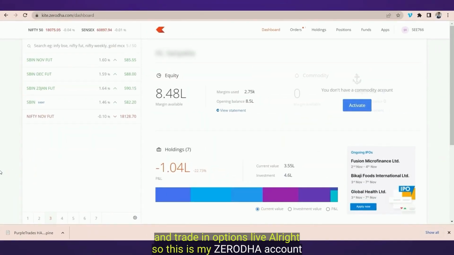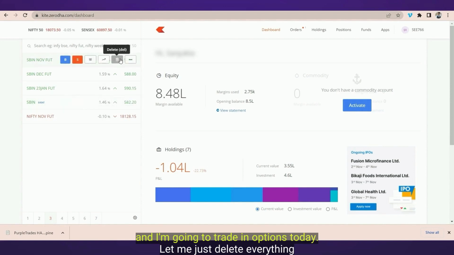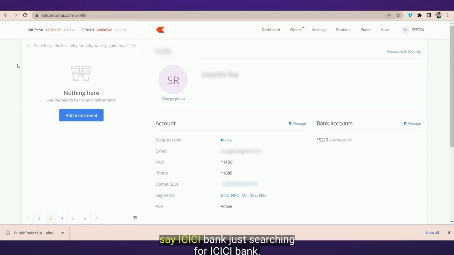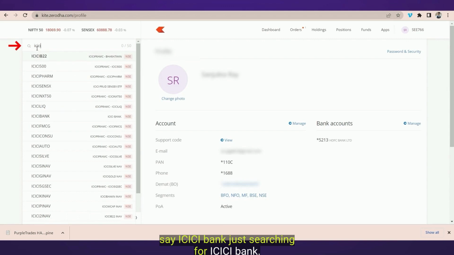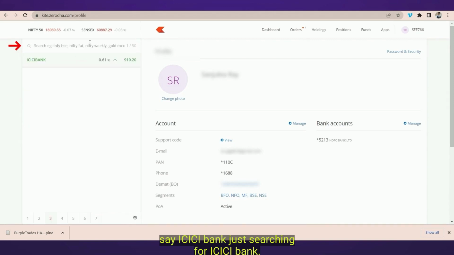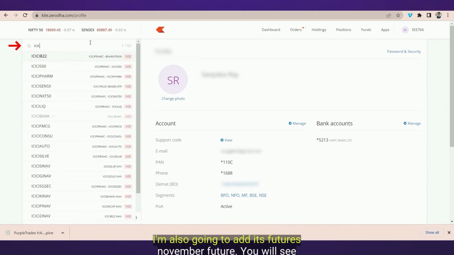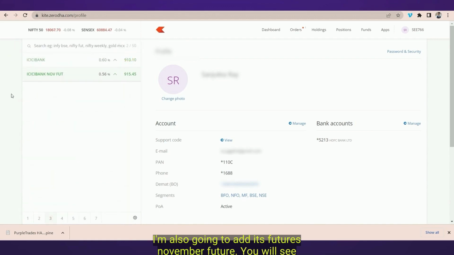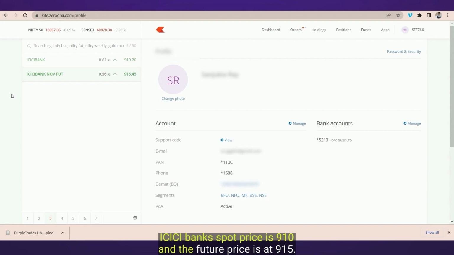Alright, so this is my Zerodha account and I am going to trade in options today. Let me just delete everything and start from scratch. So let us say I will add one script. Let's say ICICI Bank. Just searching for ICICI Bank. I'm also going to add its futures. November future. Now you will see ICICI Bank's spot price is at 910 and the future price is at 915.